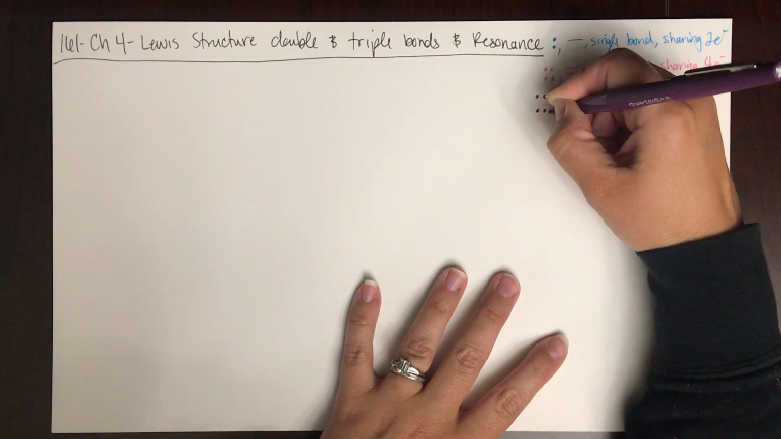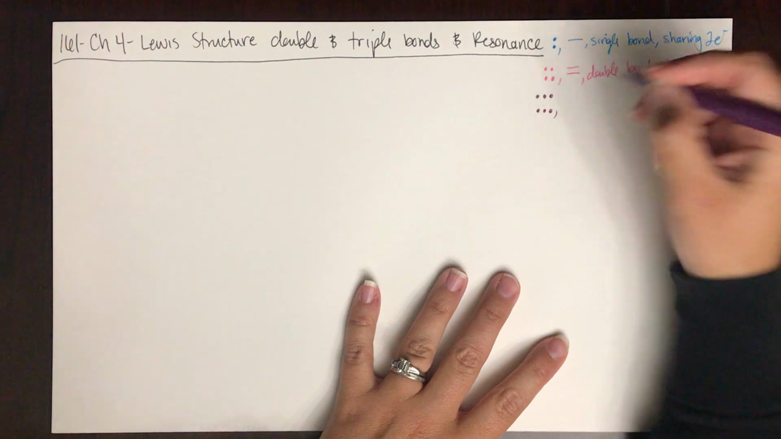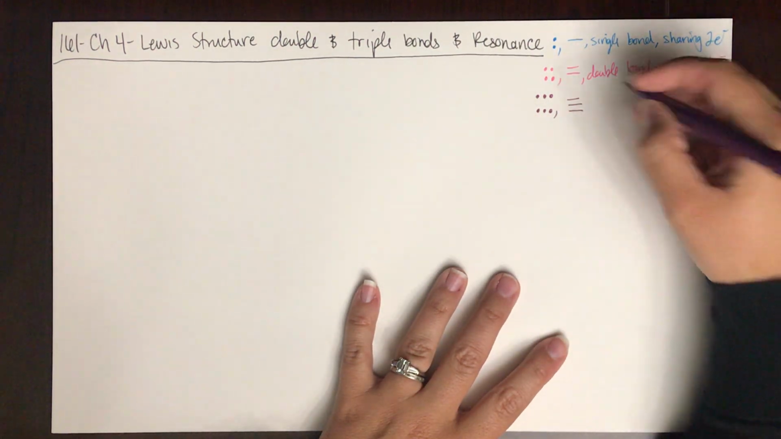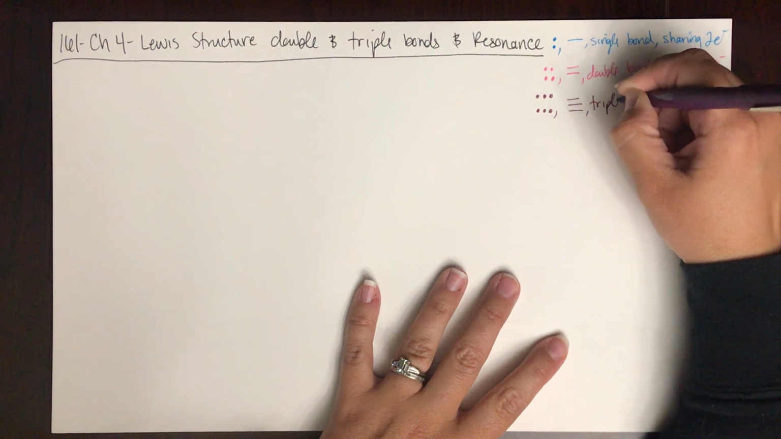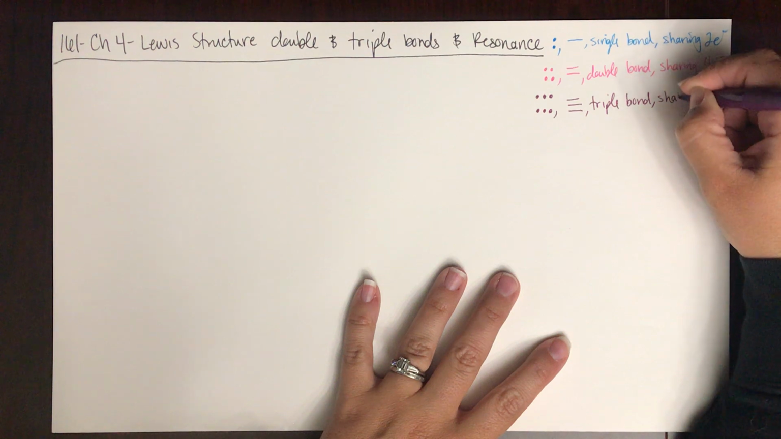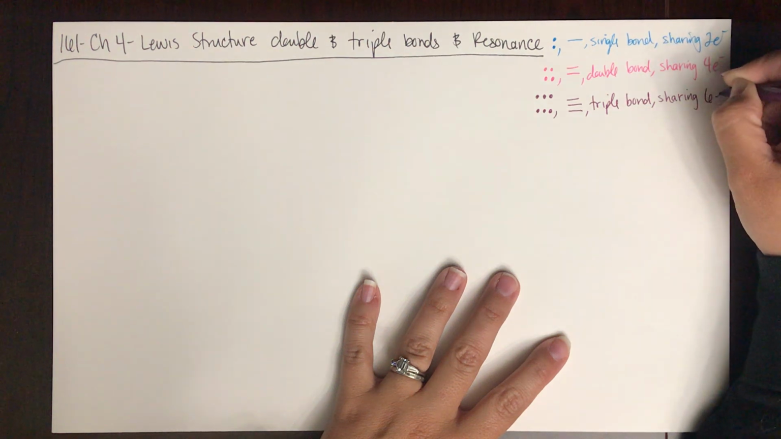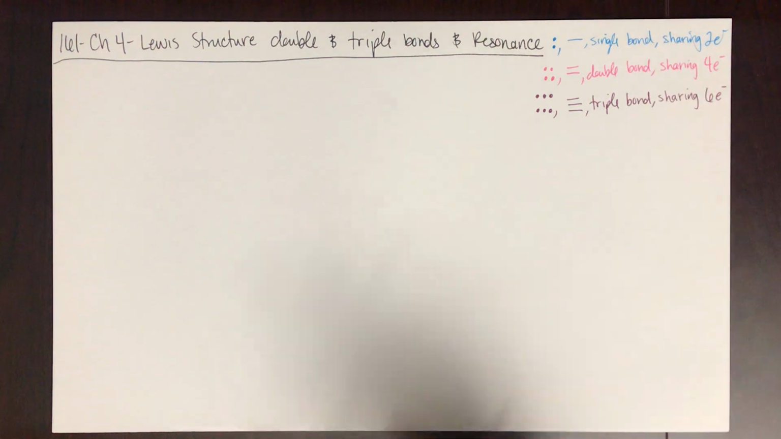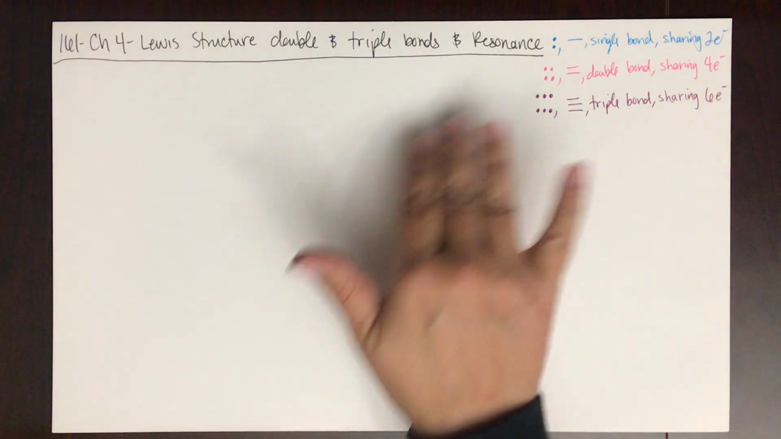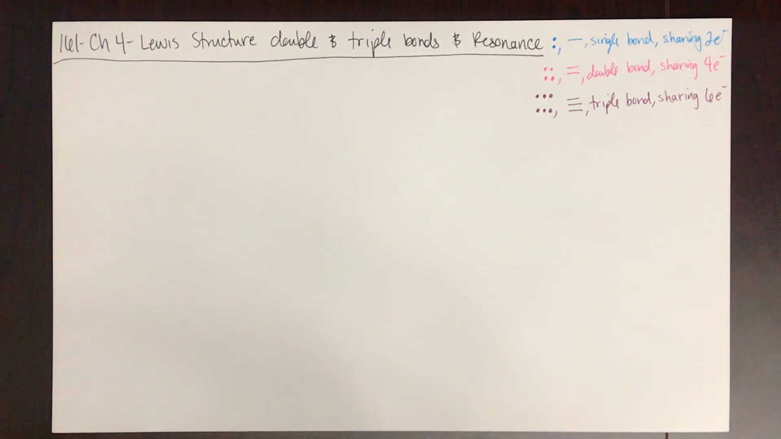And then the last would be what's called a triple bond. A triple bond is when 2 elements are sharing 6 electrons. It looks like this. It's called a triple bond, and it's sharing 6 electrons. So we've done some examples with single bonds. Now we're going to look at some examples with double bonds and triple bonds. And once we start talking about double and triple bonds, we're going to see some examples of something called resonance.